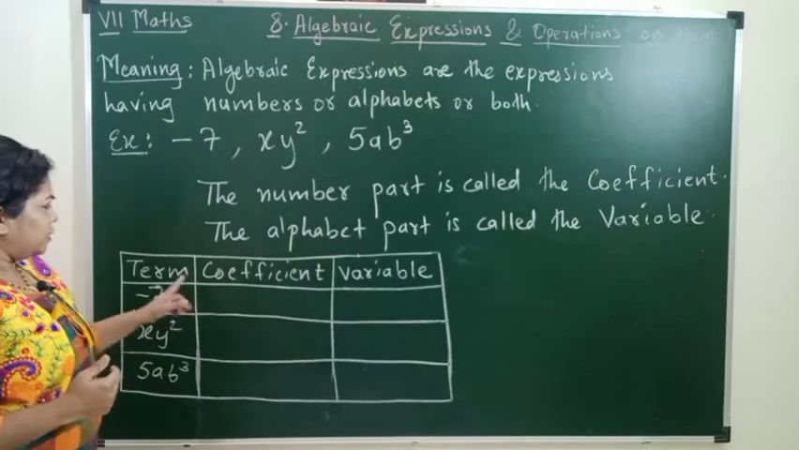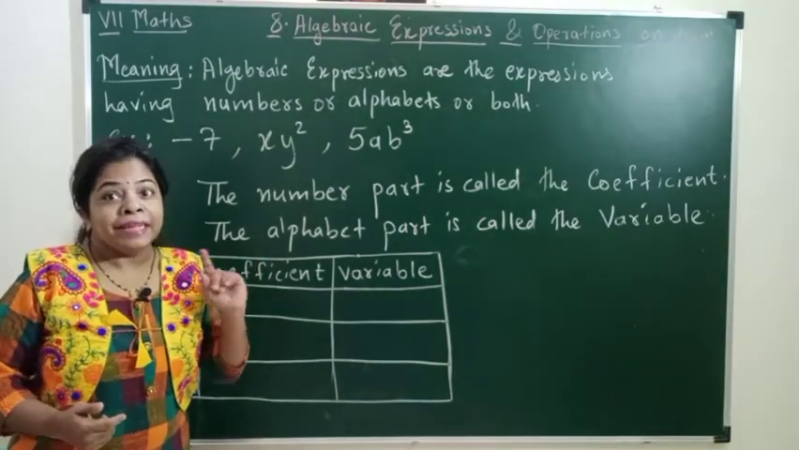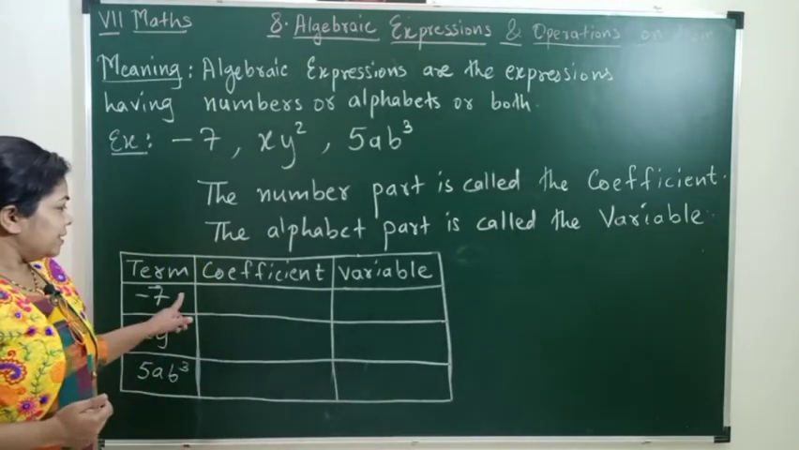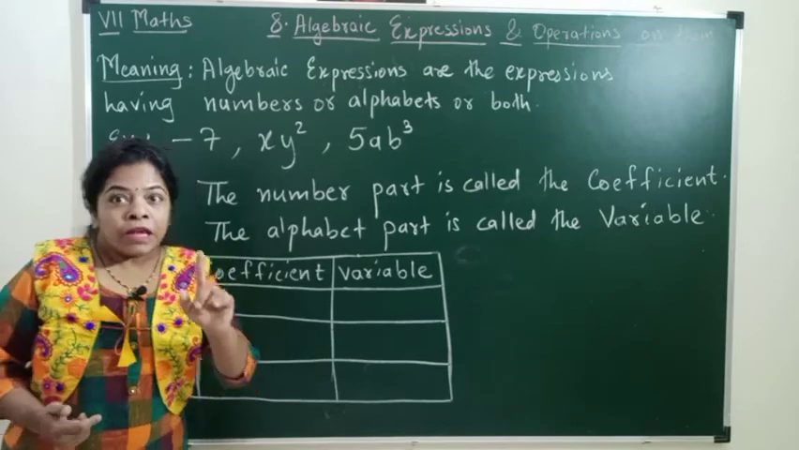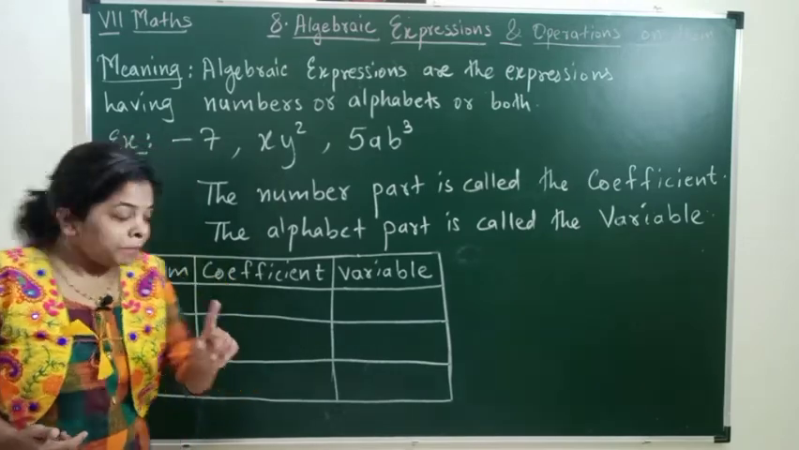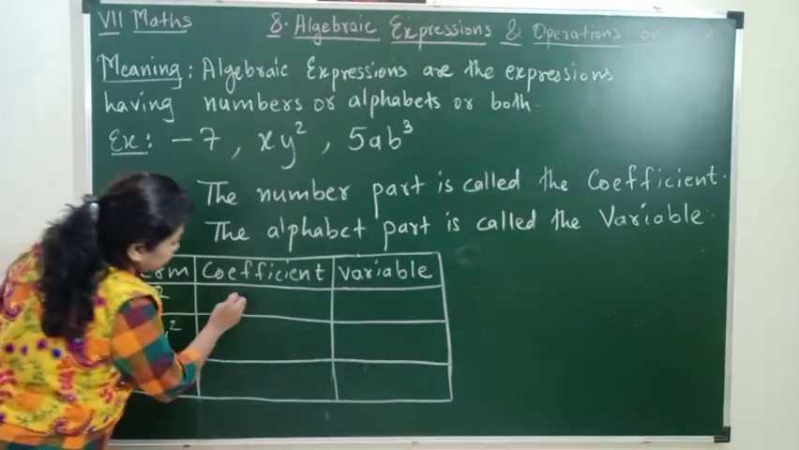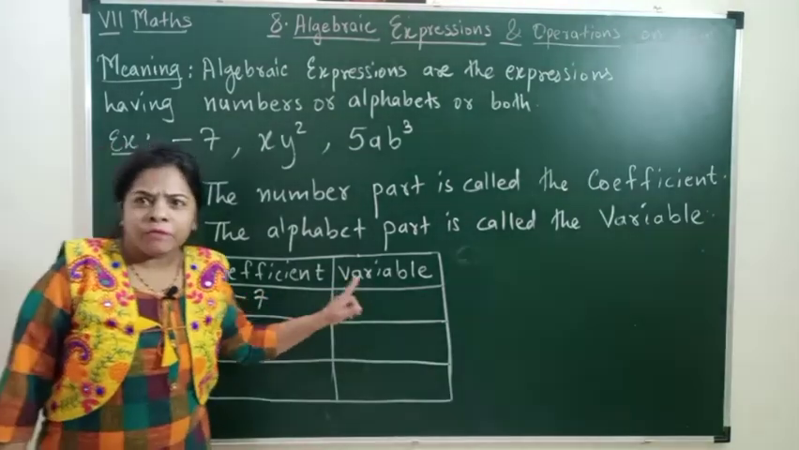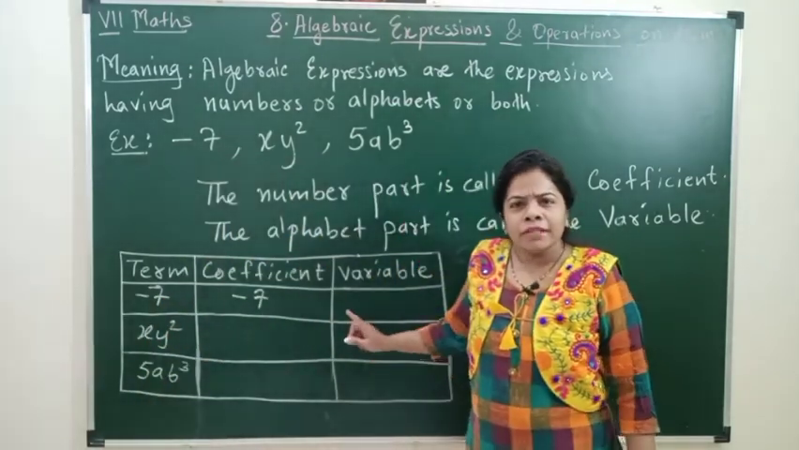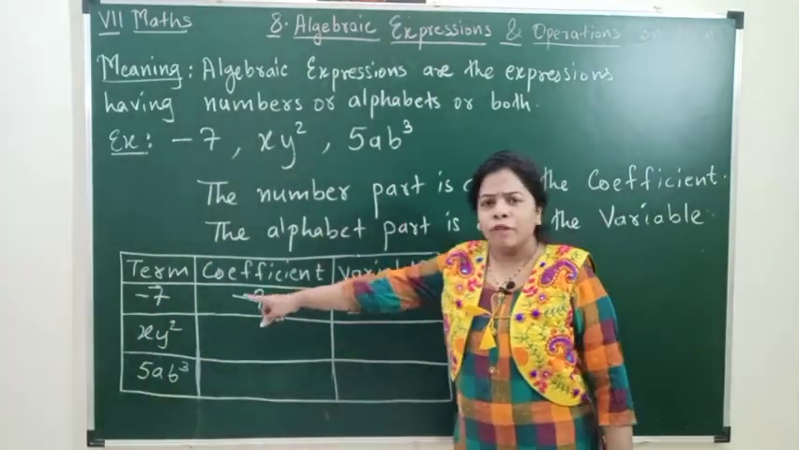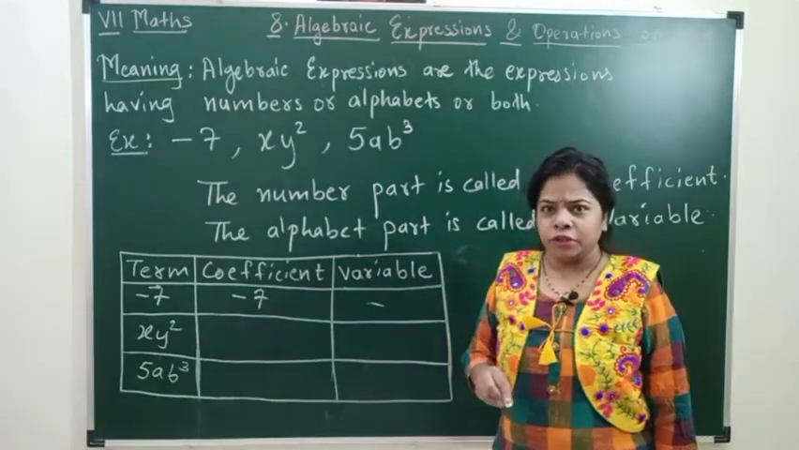So now let's see children, the first term which we have taken in the example is -7. In this -7, what is the coefficient? Coefficient is the number part. So the coefficient in this will be -7. Does it have a variable children? It's not having any variable. No alphabetical terms. So variable is going to be dash.